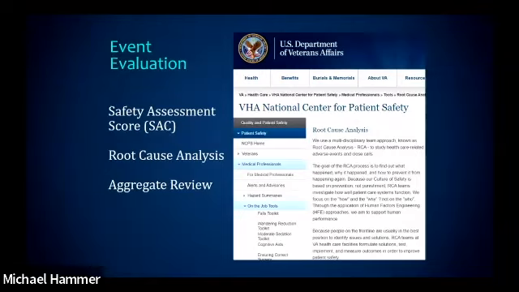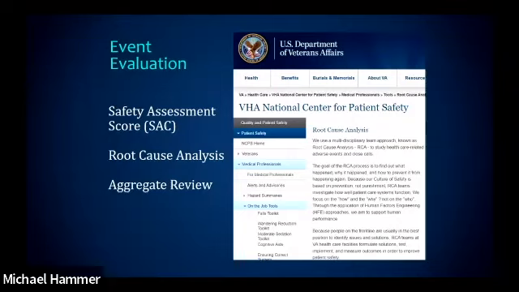With our event scoring in the VA, and it's just, again, premises of how do we evaluate adverse events. When an event is entered, we do what we call a SAC score, and it's a safety assessment code, and basically is identifying what is the severity of this adverse event, okay?